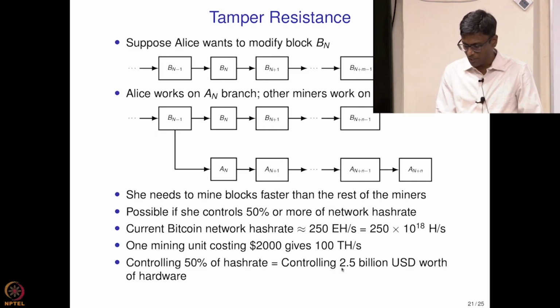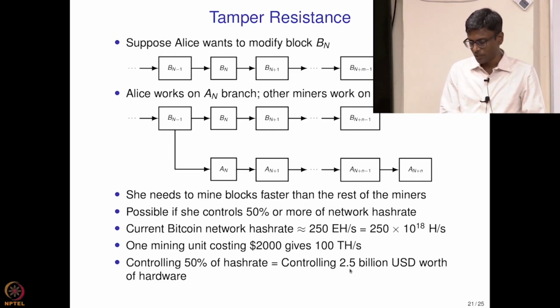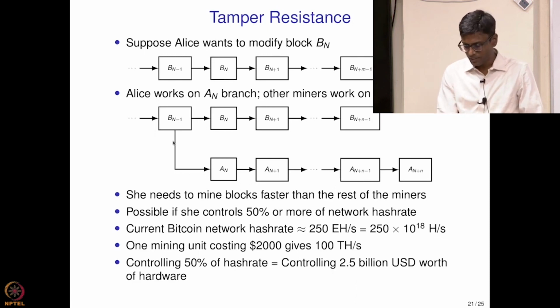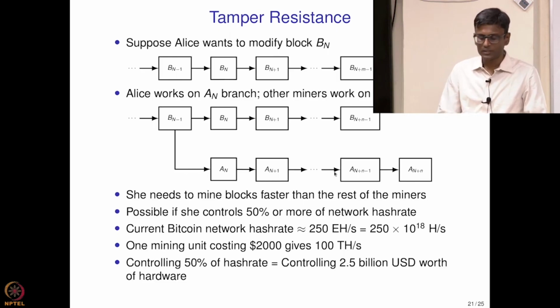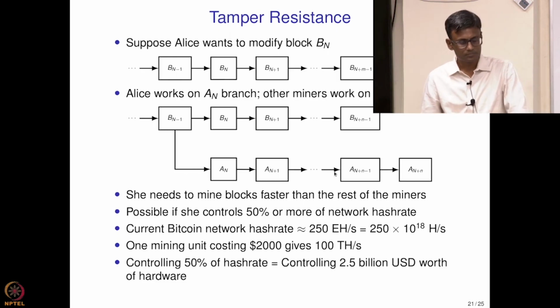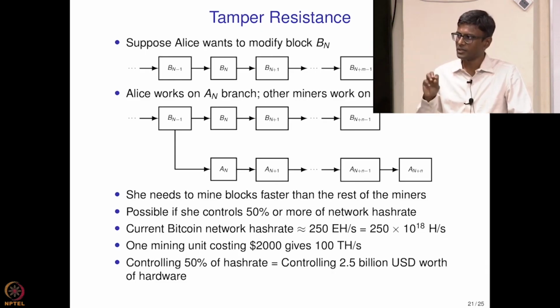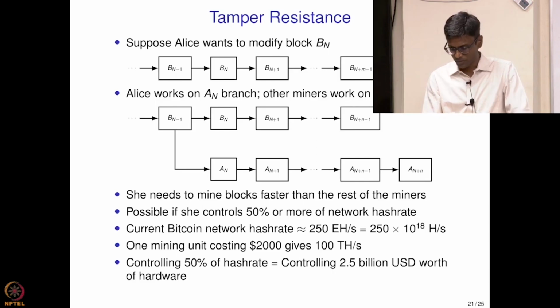So whoever wants to rewrite this, even if they have $2.5 billion, they should be ready to burn this money, in the sense that whatever they get by changing the Bitcoin blockchain should be worth more than $2.5 billion. So the tamper resistance of blockchains is a myth. It is not that you cannot change it, but it is hard. So that is the issue.